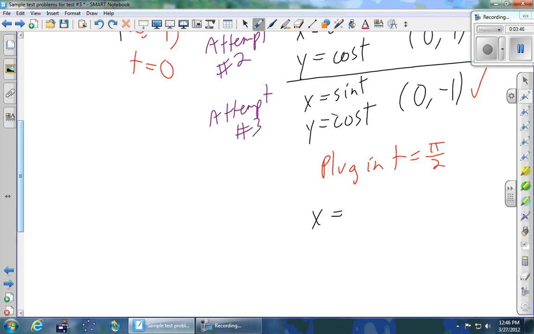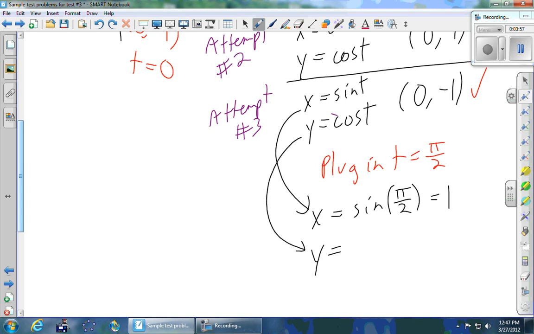Okay, so we know that x, according to this, is equal to the sine of t. And the sine of pi over 2 is 1. And we know that y, according to the bottom equation, is negative cosine of t. So negative cosine of pi over 2. I guess we could just put that over here. And cosine of pi over 2 is 0, so that's -0, which is just 0. So ultimately the point here is a 1 followed by a 0.